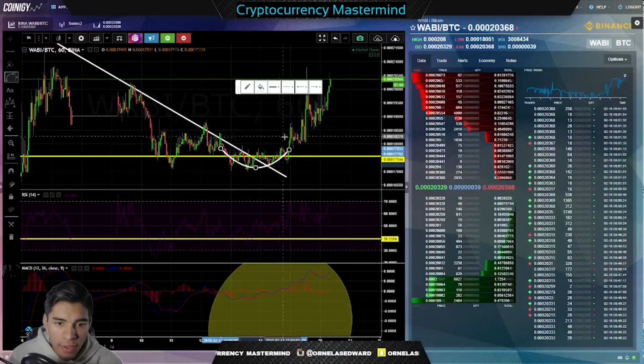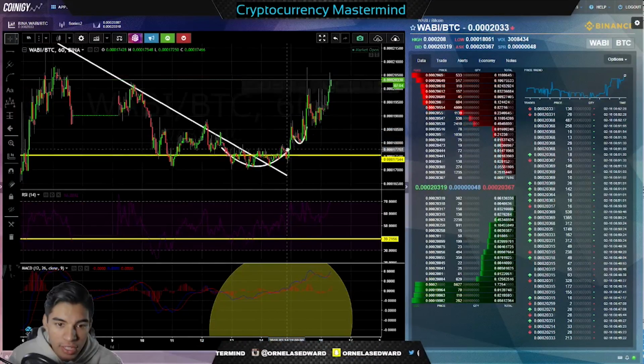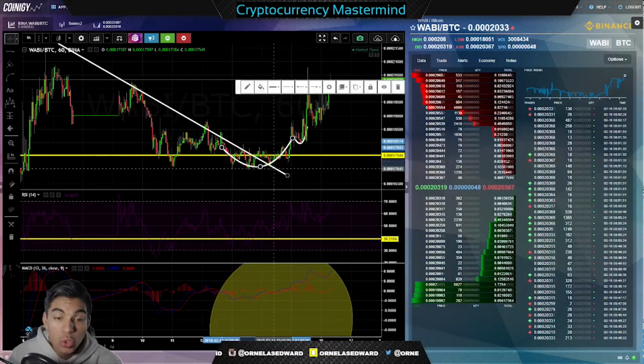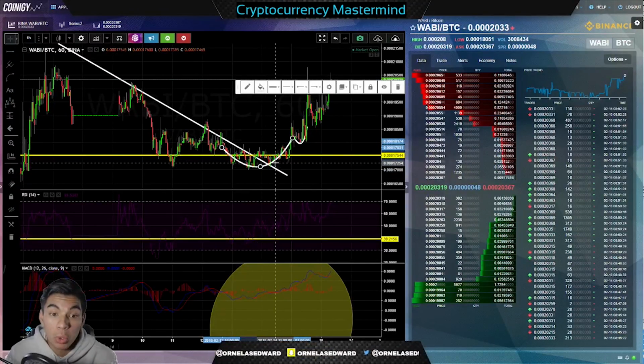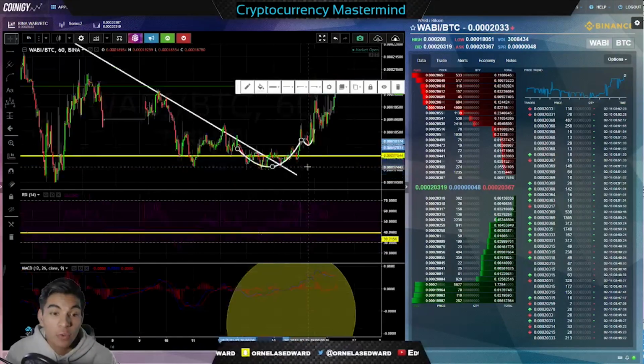And then we also have the little handle, the teacup and handle. This is what you would call the teacup and handle pattern. This usually indicates that there's bullish momentum. That means that there's enough support kicking in, a lot of buy orders for reversal.